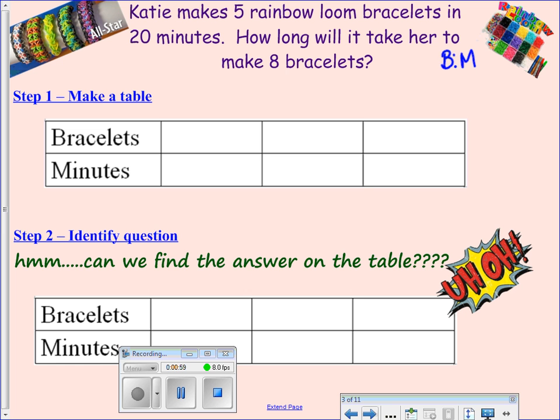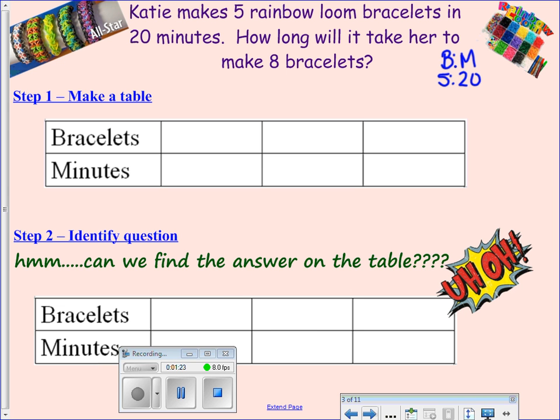Alright, so we're comparing bracelets to minutes. How many bracelets in how many minutes? So you're writing your little reference key off to the side, your little cheat sheet off to the side, whatever we want to call it. What is the ratio they gave us? 5 bracelets to 20 minutes. What's the given ratio? Okay, so she makes 5 bracelets in 20 minutes.